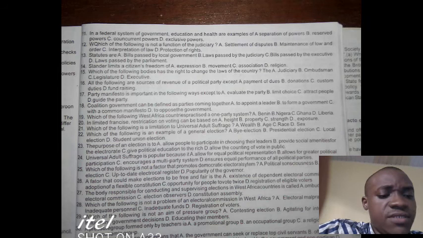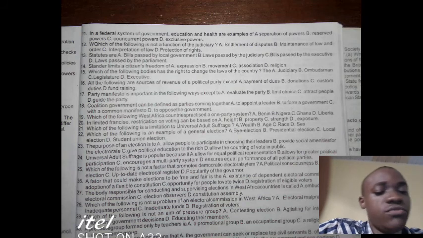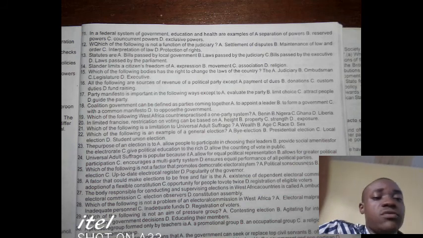Okay, we'll enter number 16. All the following are sources of revenue of a political party, except A, payment of dues. B, donations. C, custom duties. D, fund raising. The answer to number 16 is C, which is custom duty. Yes, political parties don't raise money through custom duty. That is the answer.